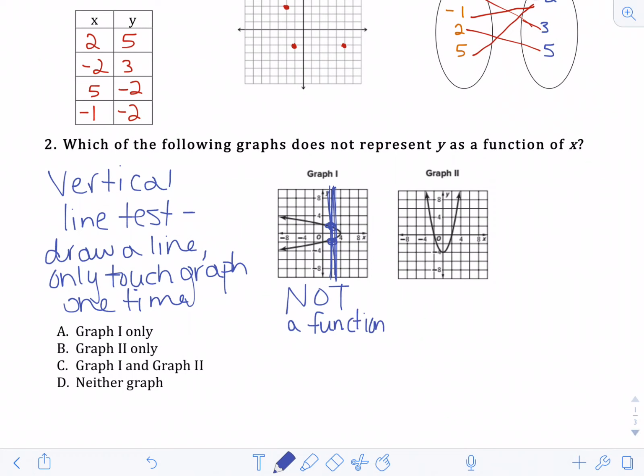Okay, over here on the right side, if I draw the line here, it touches at one point. Draw your line up and down, it touches at one point. Draw my line up and down, it touches at one point. So this one would be a function. It says, which of the following does not represent y as a function of x? Well, that would be graph 1 and only graph 1. So A here would be your answer.